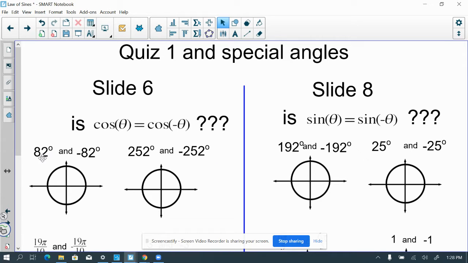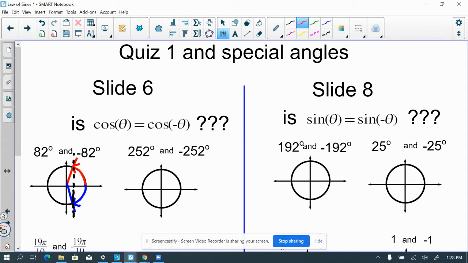Let's say theta is 82 degrees, so negative theta would be negative 82 degrees, and let's think about their cosine. Well, 82 degrees is something like that, and negative 82 degrees, let's do it in blue, is something like that. Now look at those two cosines. I don't know what it is, but it seems to me that they're the same.